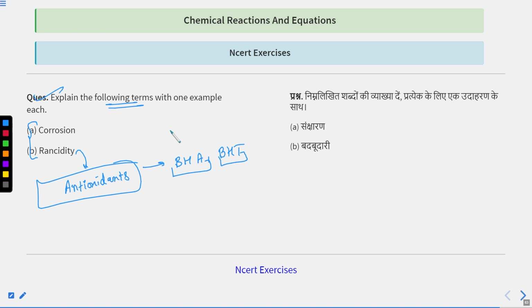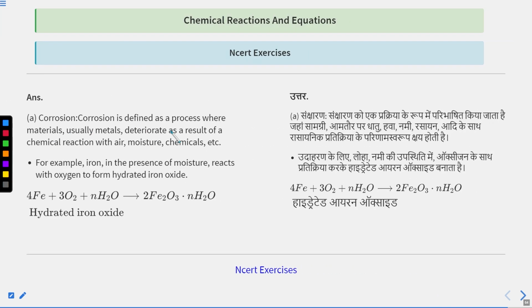Another thing, rancidity is when oil and fat containing food items get rancid due to the oxidation process. It means the smell and taste of that food will get changed, and that food will not be good for our health. So we should not eat rancid food. The answer of this particular question you can see here.